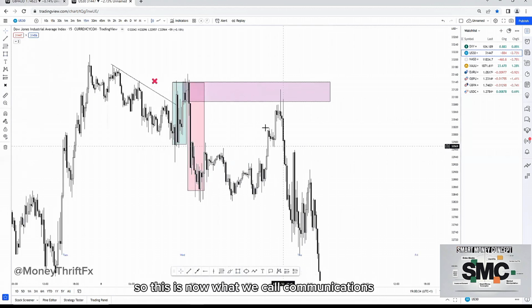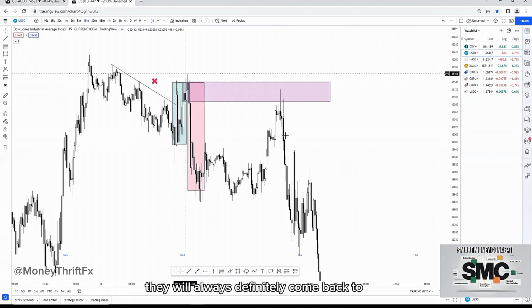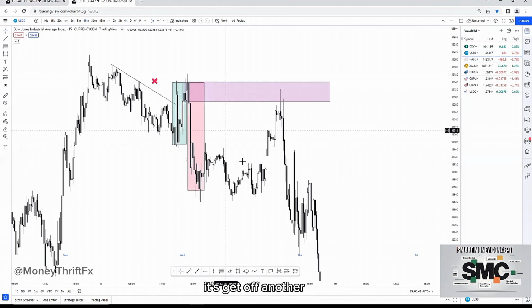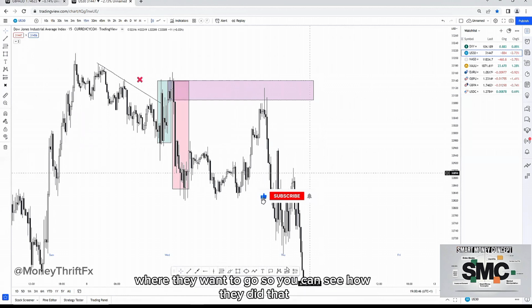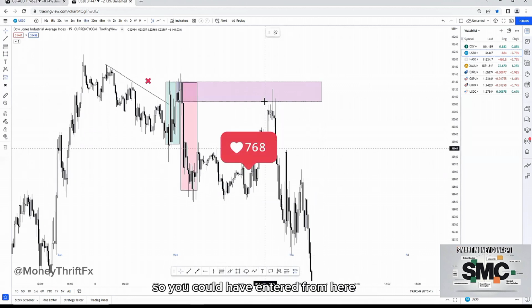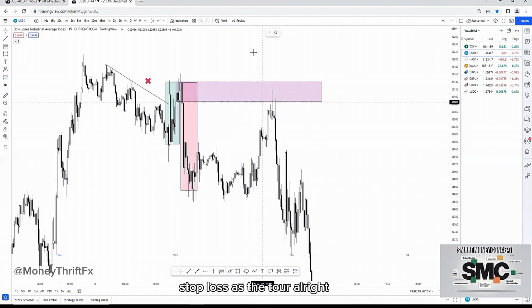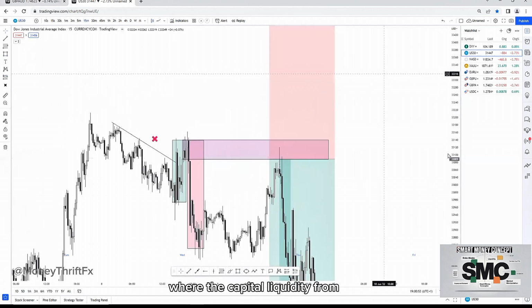So this is what we call mitigation theory. They will definitely come back. The bank, after faking their move, will always come back to mitigate their position to continue in their original intended direction where they want to go. So you can see how they did that. You could have entered from here, with your stop loss at the top, where they captured that liquidity from.